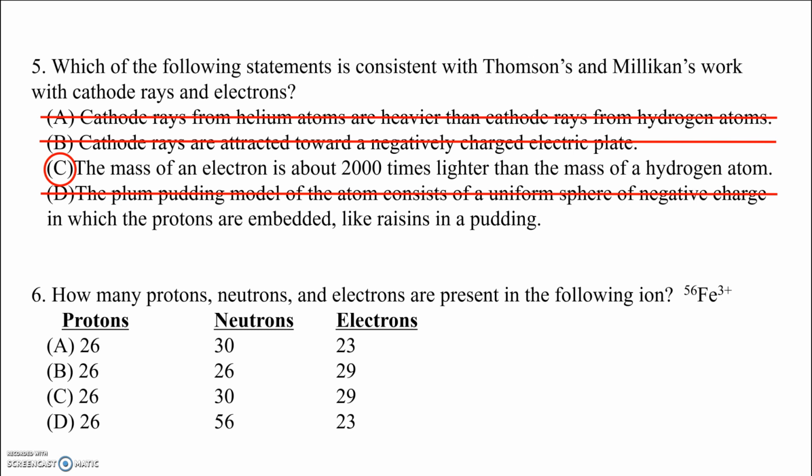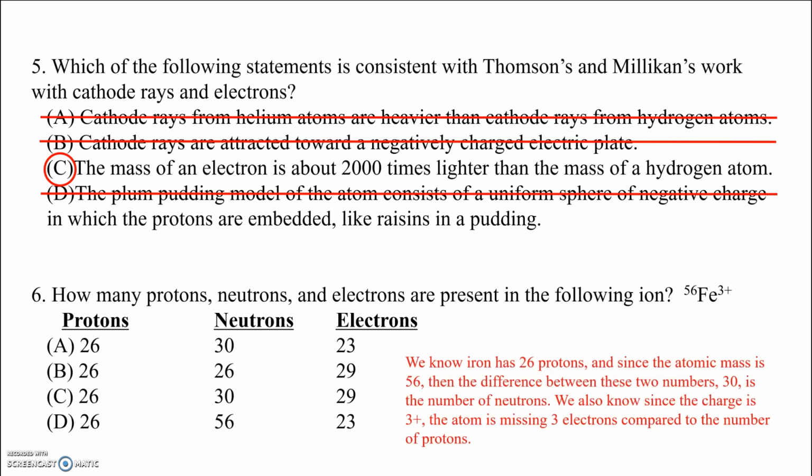Number 6 asks us how many protons, neutrons, and electrons are present in the following ion, iron 56, 3+. Well, when we look at this, we know iron has 26 protons, and we get that information off the periodic table. And since the mass number is 56, the number of neutrons is the difference between those two numbers, so that must be 30. And since we know that the charge is 3+, it's got 3 fewer electrons than it does protons. So that must mean that our answer is A.